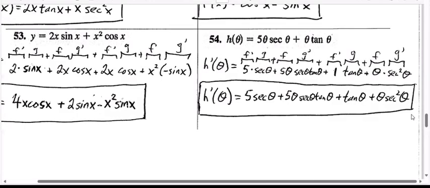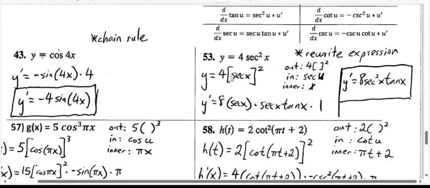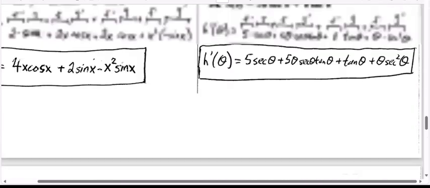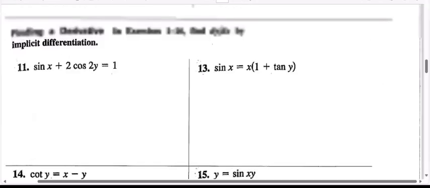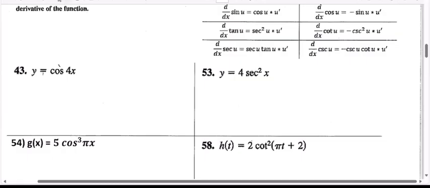In the 53, in the chain rule side, give me one second. You can see what we have here. So the final answer they got was 8x squared times x. So let's see how we're going to figure it out. I can write the answer down, 8x squared.